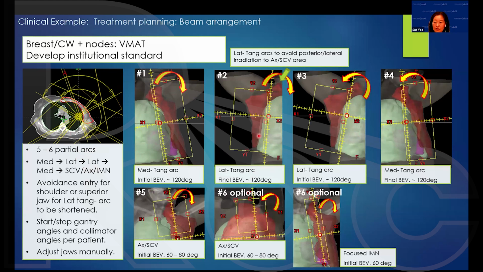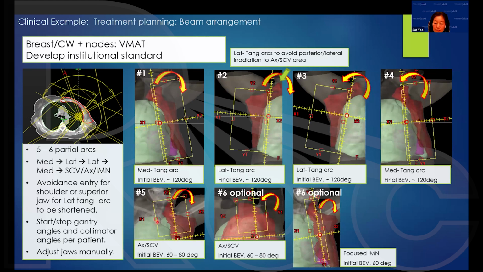Then this lateral arc had a little bit different collimator. So maybe this one had 550, then this one had 555. And then it's going to rotate back and pull back and end as medial tangential arc. Again, these two beams have slightly different collimator, about 5 degree different or 10 degree different. Again, we didn't open all the way for supraclavicle. Eventually, this gets irradiated from this beam. But number 5, number 6, we add mainly for supraclavicle. And some of the IMN nodes area we focus on.